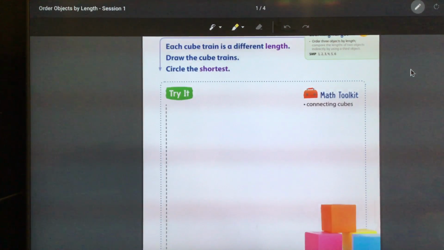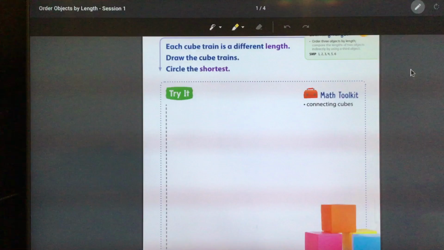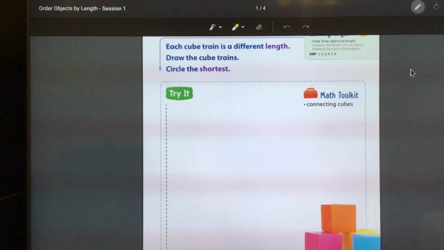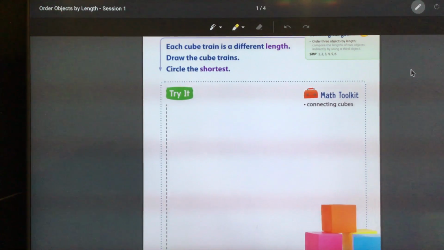Today we will be doing Lesson 30, Session 1. We are beginning a new unit on length and measurement. In Lesson 30, we will be ordering objects by length. Now this is going to be a little bit difficult to do since we are not in the classroom and I can't physically put things on this paper. So just copy along with what I'm doing and we'll work our best together to do this.